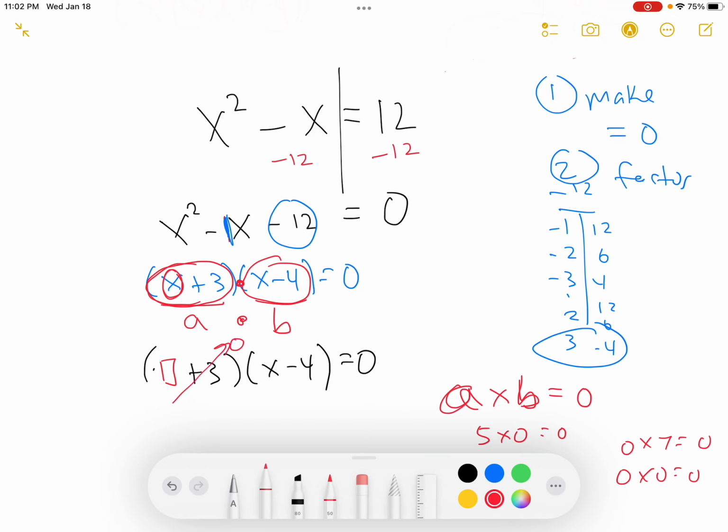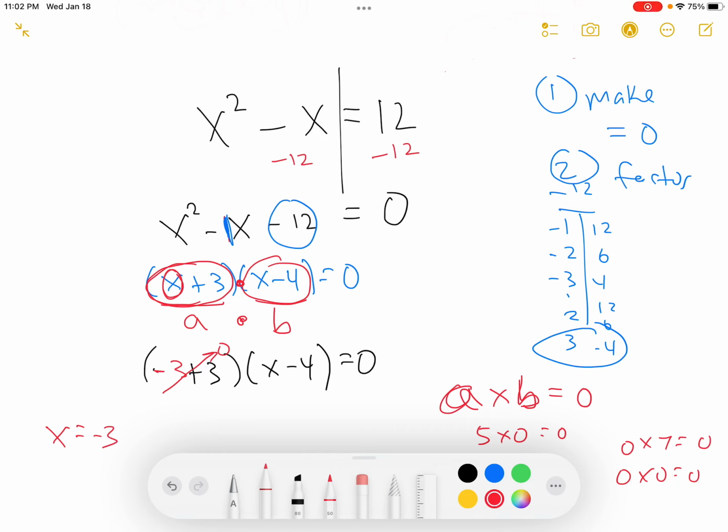So what can I write there in place of that box? And you've probably seen it already. If I was to go in here and write in negative 3, negative 3 plus 3 is 0, and 0 times that is 0. So one of my solutions is negative 3.